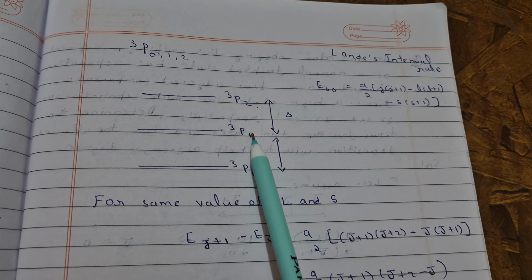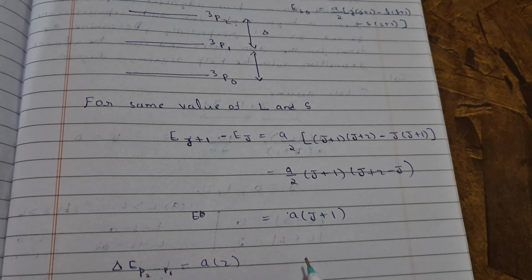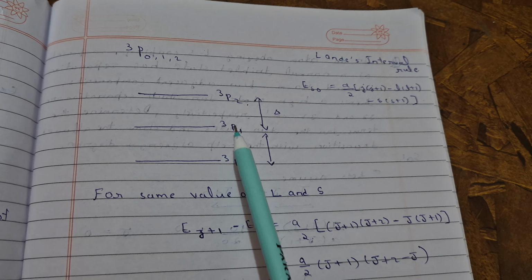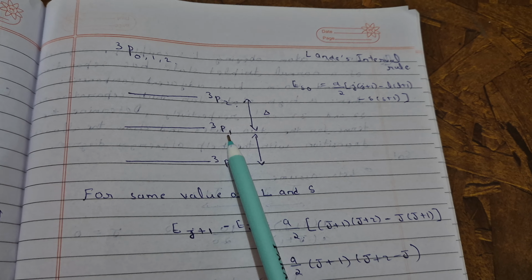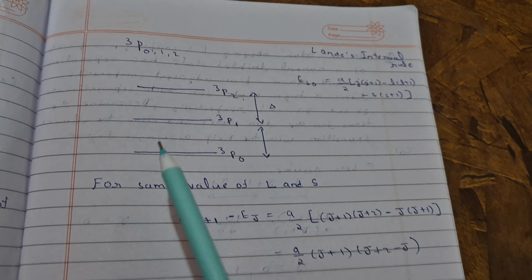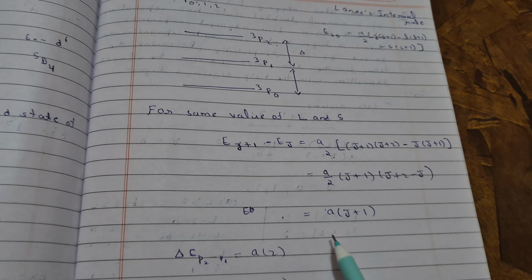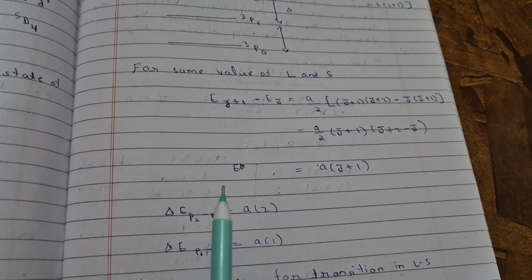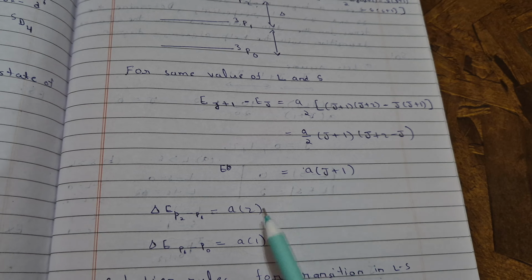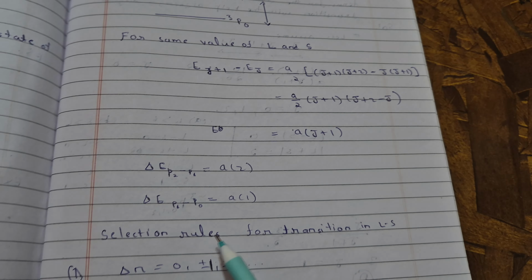Means if it is between this 1 and 0, it will be a, and if it is between this 2 and 1, then it will be 2a. So that's how you can write it. J plus 1 is simply the higher one: for the difference between these two, the higher one is 1, and in these two the higher one is 2. You must remember this, as it can be used in questions. So P2 minus P1 will be simply 2a, and P1 minus P0 will be simply 1a.